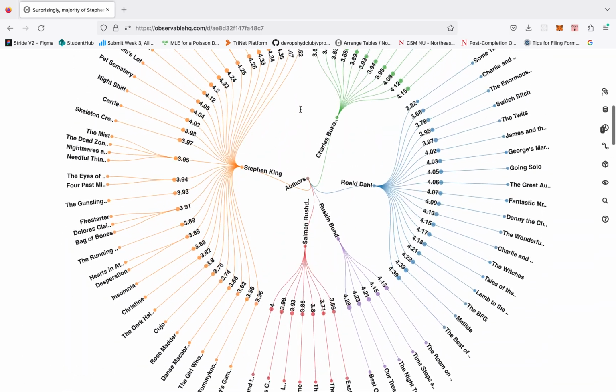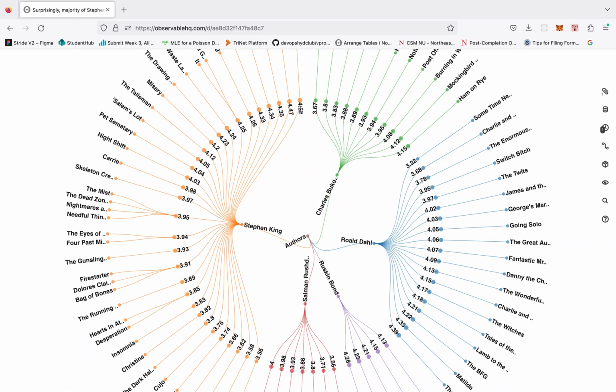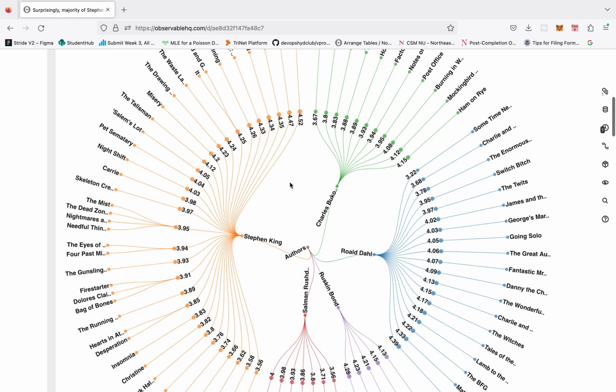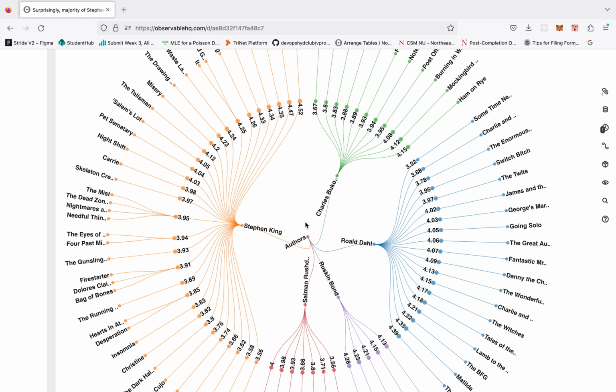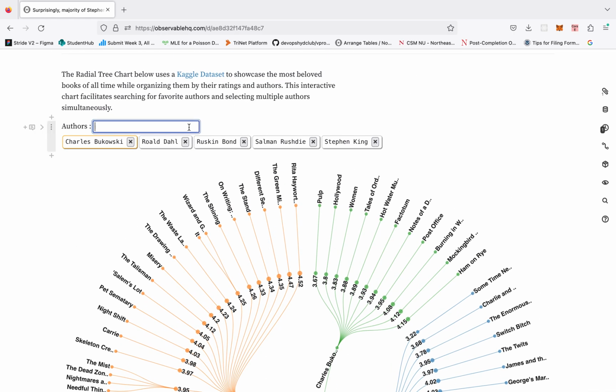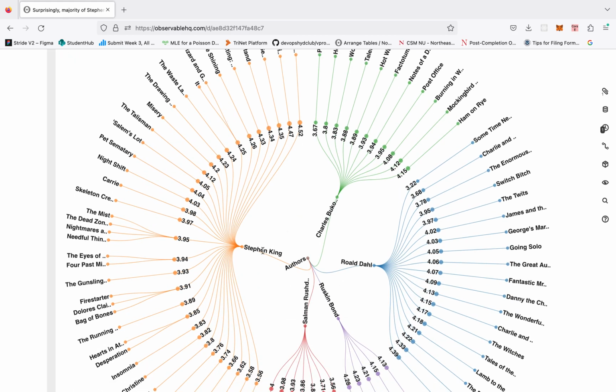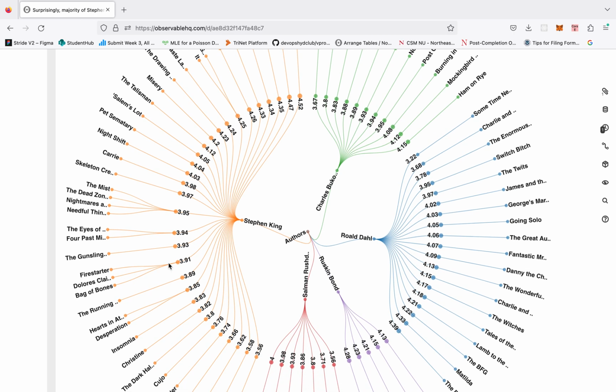Our visualization is a radial dendrogram with authors as the root node. The authors then divide into several authors that we can select using this multi-select search box. Each author is then divided further into multiple ratings, which are then connected to the books.